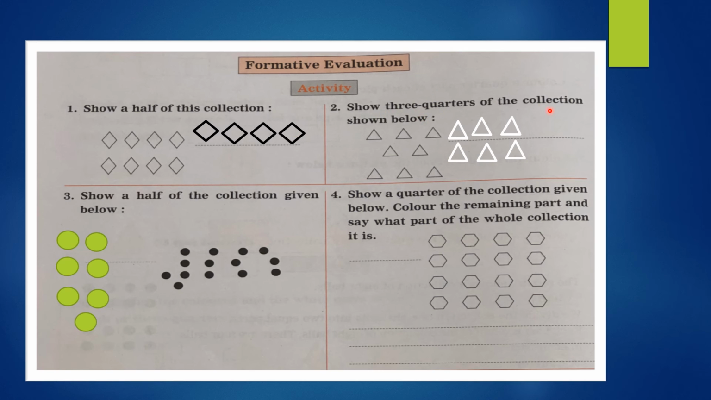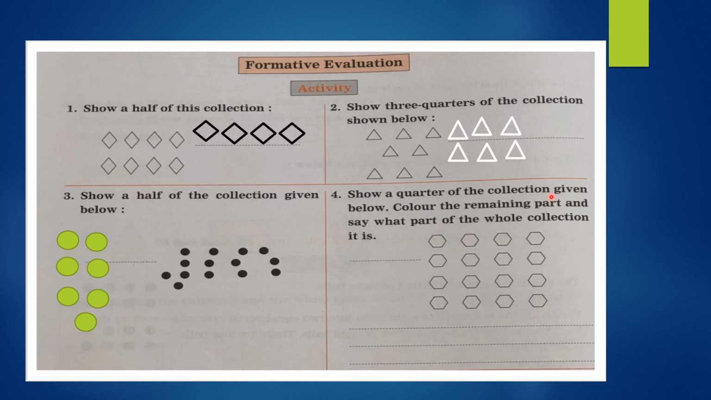Show 3 quarters of the collection shown below. So 1, 2, 3, 4, 5, 6, 7, 8. There are 8 here. Okay. So what will 3 quarters be? 6. 1, 2, 3, 4, 5, 6. Show a half of the collection given below. Let's count it. 1, 2, 3, 4, 5, 6, 7, 8, 9, 10, 11, 12, 13, 14. So there are 14 here. So what is a half of 14? 7. So 1, 2, 3, 4, 5, 6, 7.